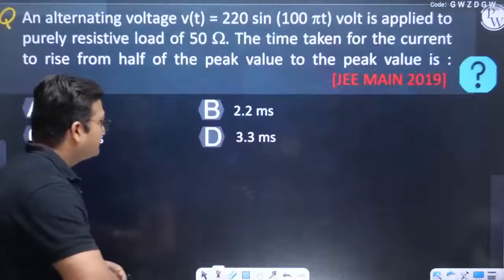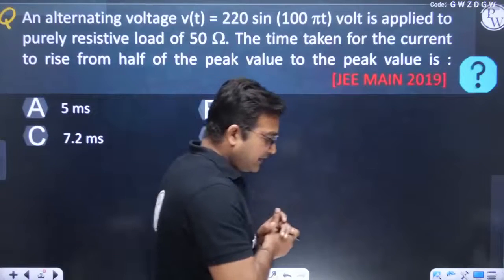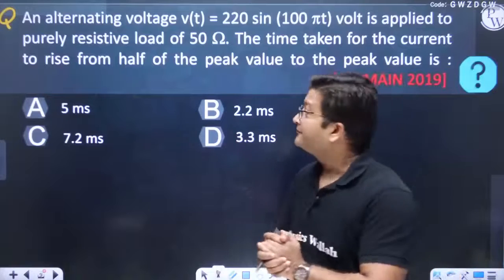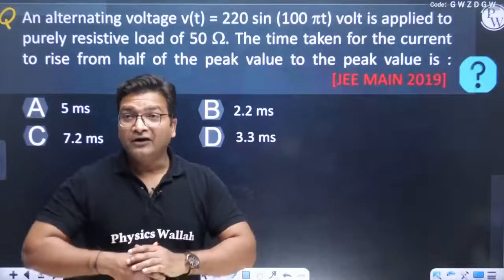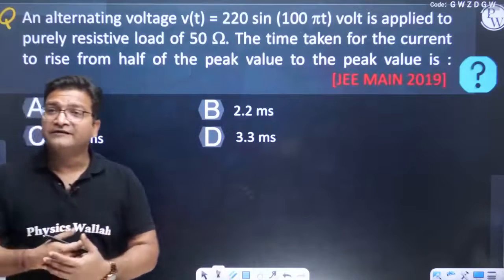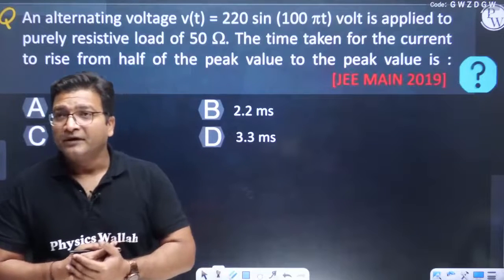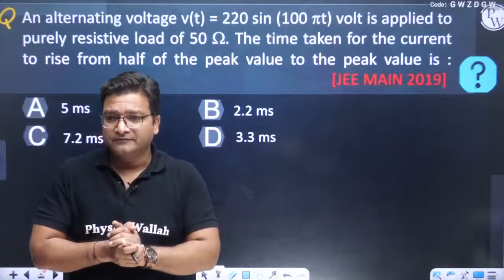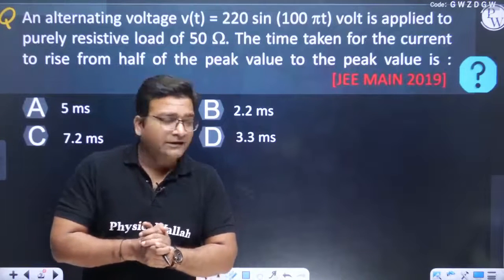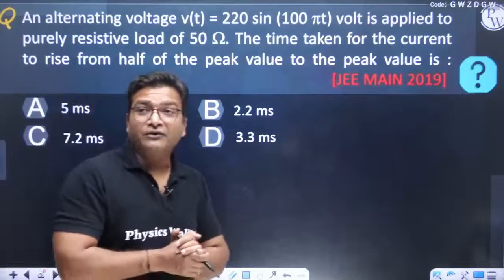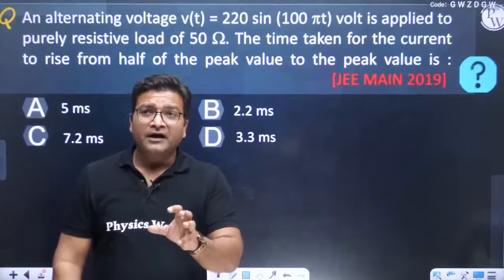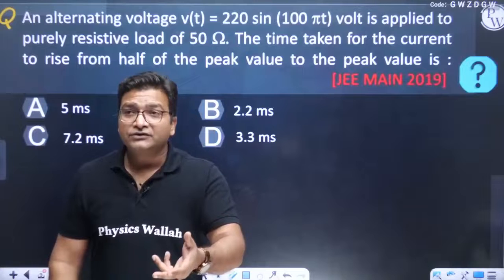Let me discuss a question based on this. Here they say we have an alternating voltage, 220 sine 100 pi t volt, applied across a purely resistive circuit, and the resistive load is 50 ohm. What is the time taken for the current to rise from half of the peak value to the peak value?